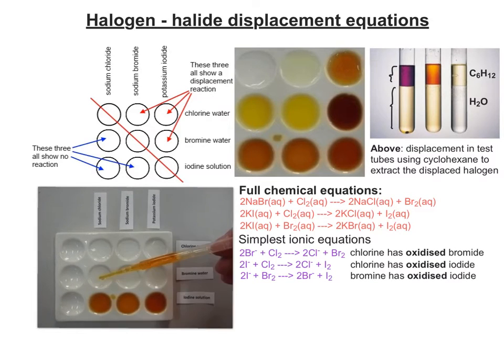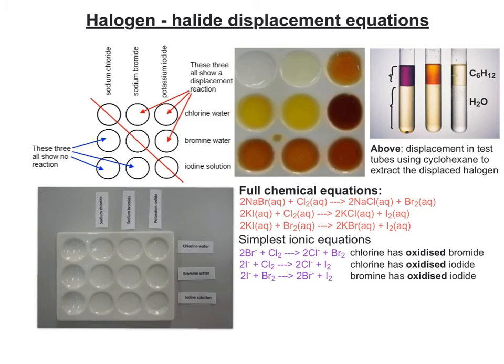So there are the simplest ionic equations with a quick explanation of what's going on in terms of oxidation. So finally what they might ask you to do is to do the redox half equations. So let's do those now. We're running out of room slightly at the bottom, so I'll try and stick to one or two.